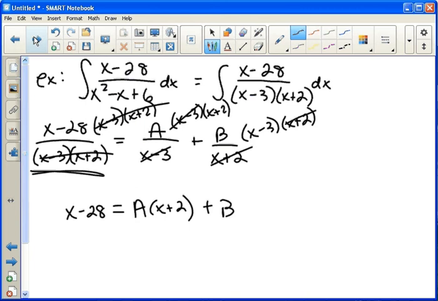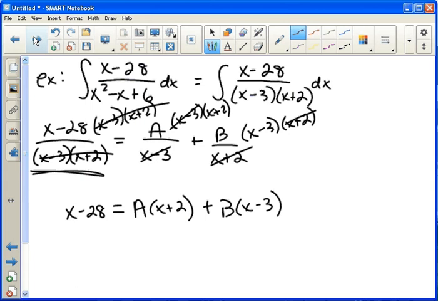Just so you know, it doesn't matter where you put a and b. You can get the correct answer by putting a over x plus 2 and b over x minus 3. The key is just if you put a on top of x minus 3, when you solve for a, you better put it on top of x minus 3. So just make sure you're consistent throughout your problem.